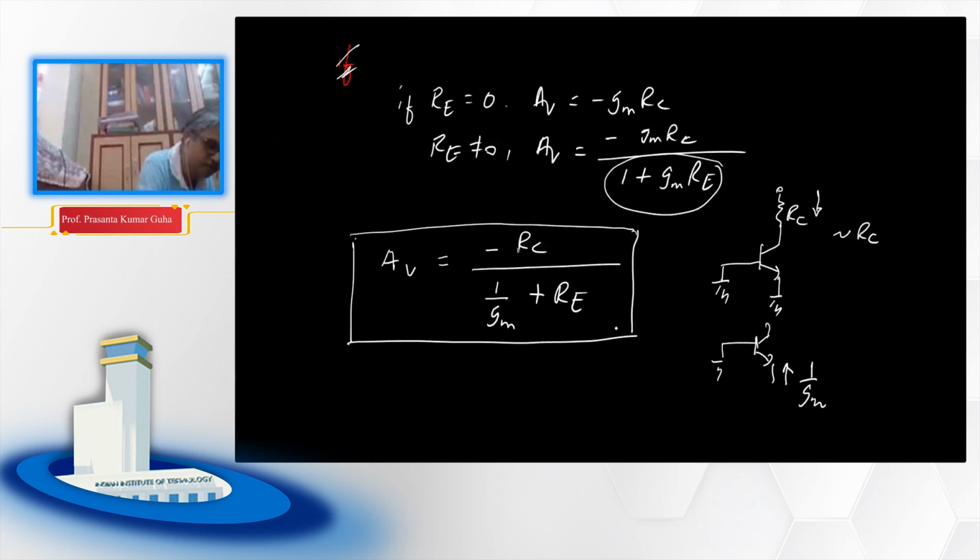Now if you look at this formula, the gain depends on RC. The gain of this degenerate stage is equal to the load resistance seen from the collector to ground, divided by 1 by gm plus the resistance you have added in the emitter. So it is very easy to remember. RC is associated with the collector. The resistance you look at from the collector side, divided by the impedance from the emitter side, 1 by gm, plus your degeneration resistance RE. If you divide these two resistances, you basically get the gain.